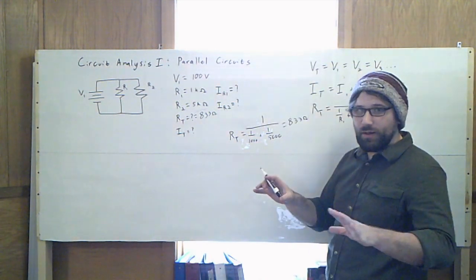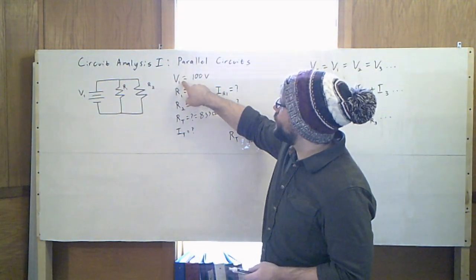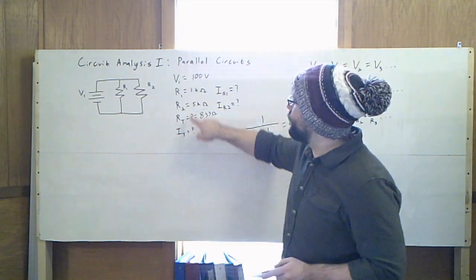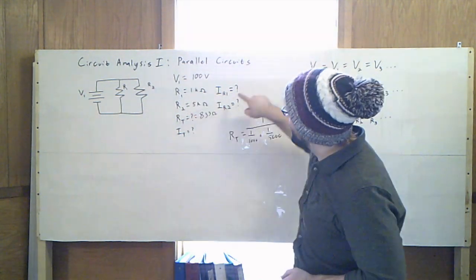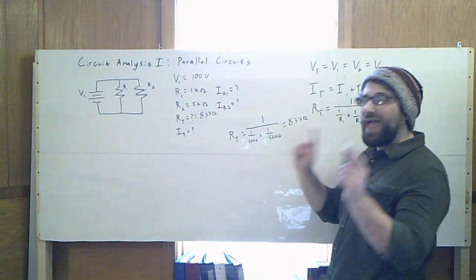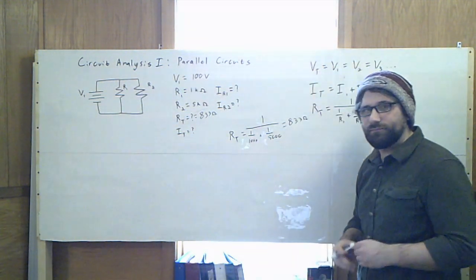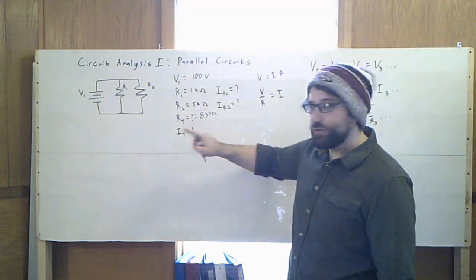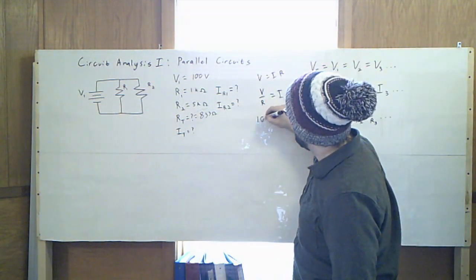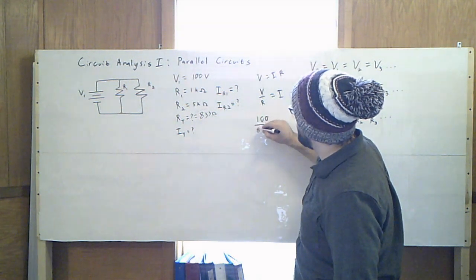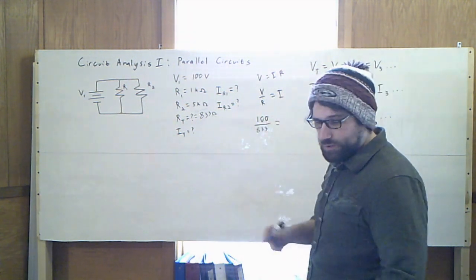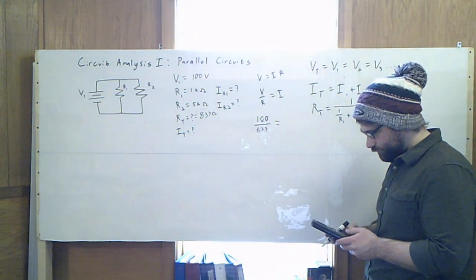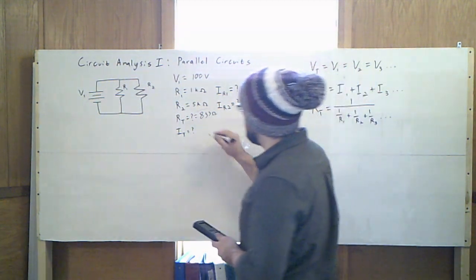Okay? So now we should be able to see this. Let's prove it by using Ohm's law. If I take my voltage and divide it by my total resistance, I'll get my total current. If I take my voltage and divide it by my individual resistors, I should get individual currents that should add up to my total current. So let's go ahead and do our totals first. I've got 100 volts divided by 833 should be equal to, it'll give me 120 milliamps.